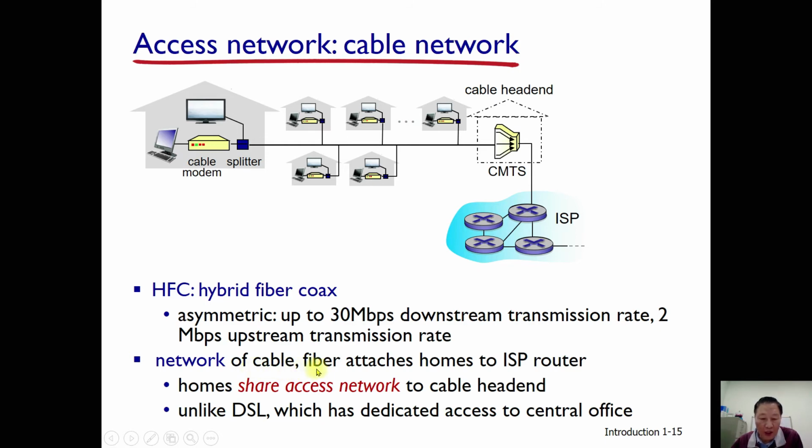And the network of cable and fiber attaches this home to the internet service provider router here. And these households, homes, are sharing that access network, this single cable. And that's different from DSL. DSL is using a dedicated, individual digital subscriber line, a telephone line, but this one is shared together with other households.